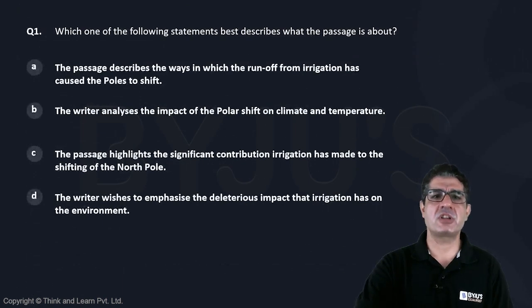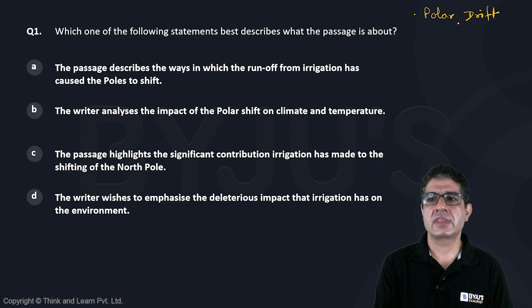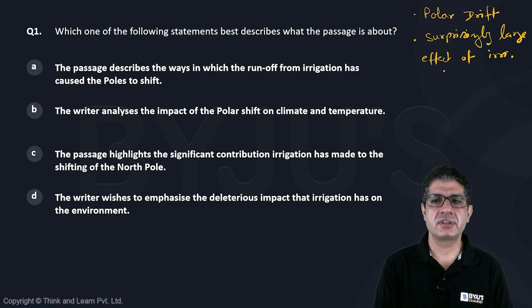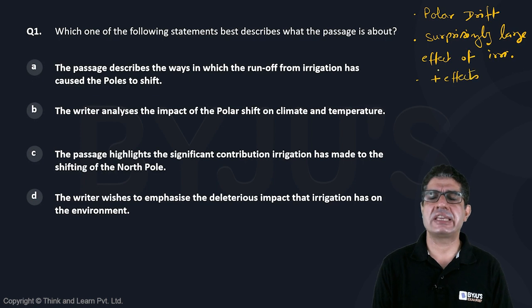So let us see. Question number 1. Which one of the following statements best describes what the passage is about? If I were to think, some of the key things that I'll write are that it is about polar drift, and then it focuses a lot on the surprisingly large effect of irrigation on polar drift. Additionally, it also talks about some more effects of irrigation. So that's the core. So let's start with option A.